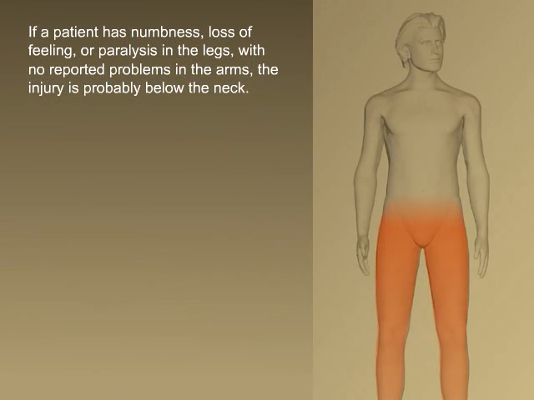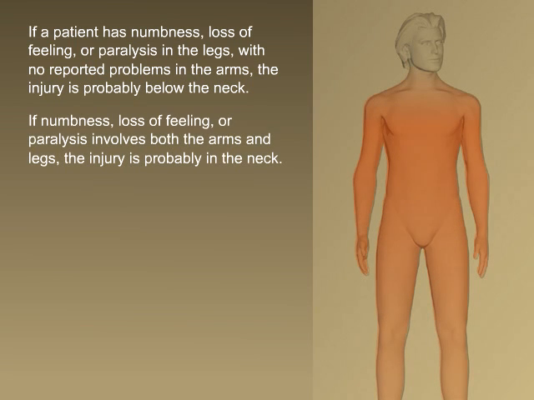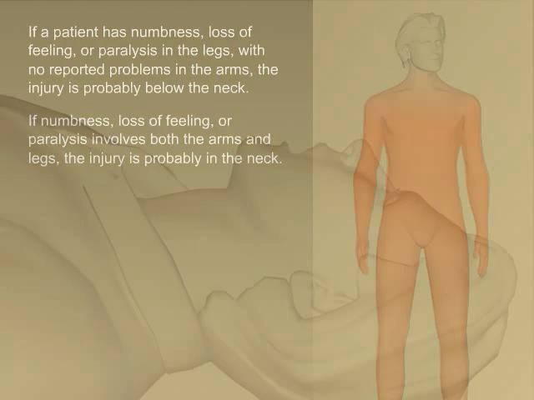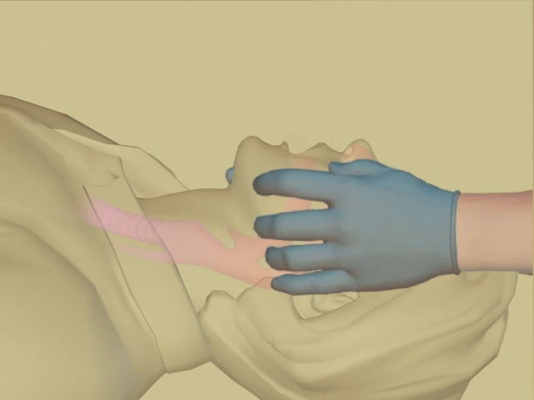If a patient has numbness, loss of feeling, or paralysis in the legs with no reported problems in the arms, the injury is probably below the neck. If numbness, loss of feeling, or paralysis involves both arms and legs, the injury is probably in the neck. Treat the patient as if spinal injuries have occurred.